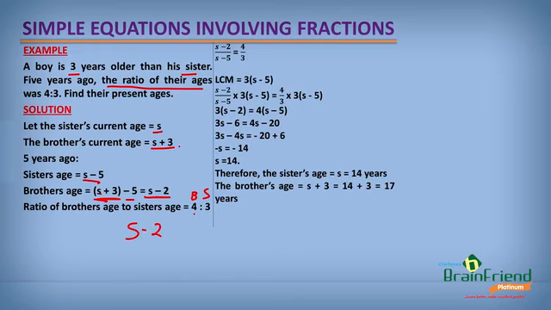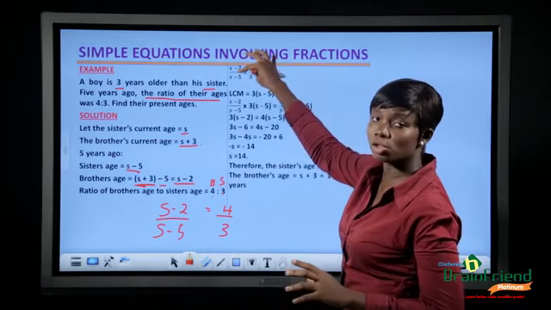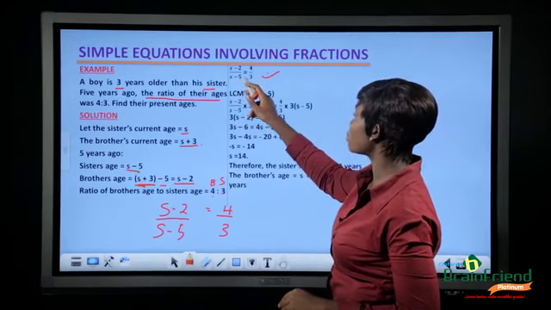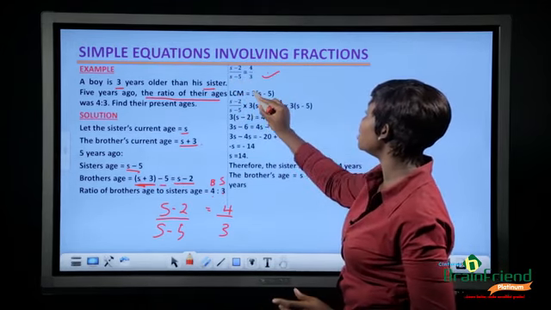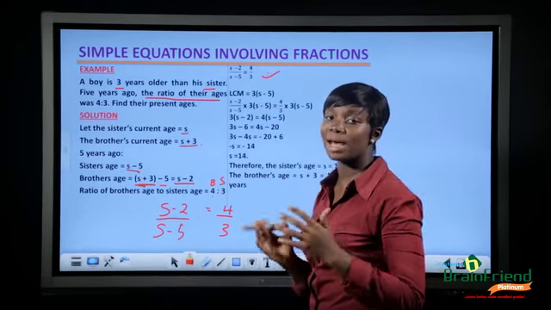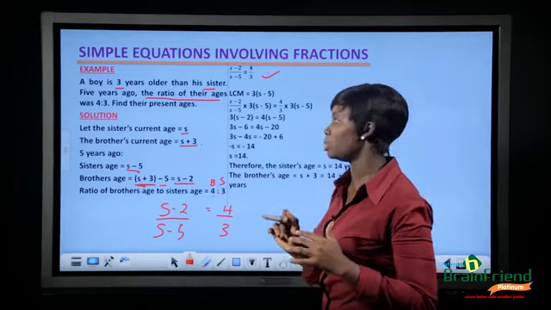So 5 years ago, the brother was S minus 2 years old, which is equal to 4. Now the ratio S minus 2 over the sister's age 5 years ago, S minus 5, will be equal to 4 over 3, 3 being the ratio of the sister's age. So this is what it looks like. This is now an algebraic equation that we can solve easily. So now the LCM of S minus 5 and 3 is simply 3 times S minus 5.